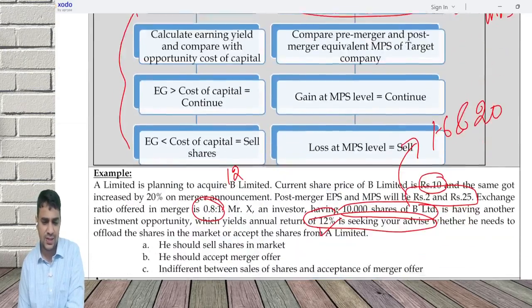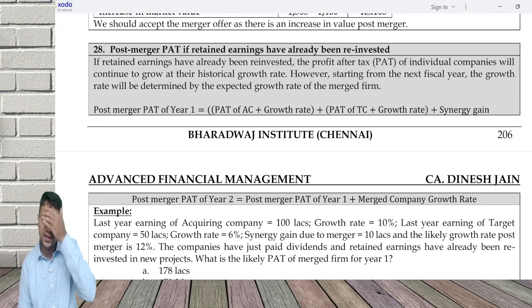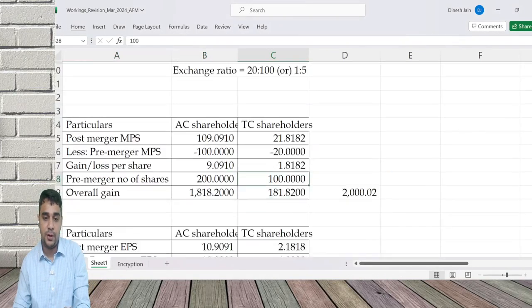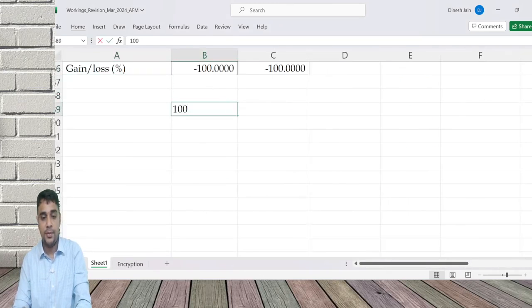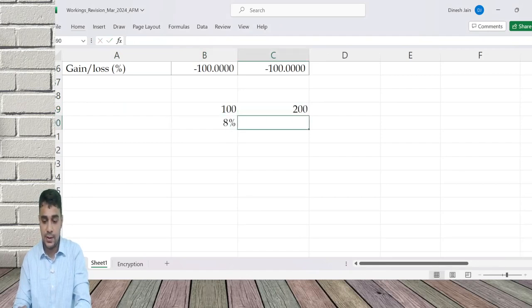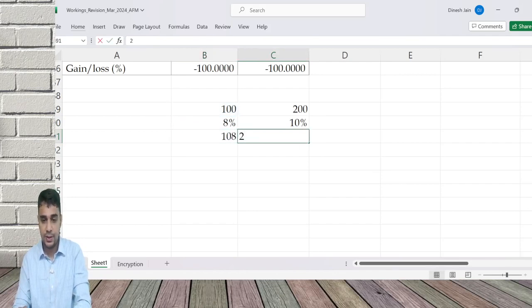Decision on sale of shares is discussed. I'll explain this concept. This is a slightly complex concept. Listen, there is a company 1 which is making a profit of 100. Company 2 is making a profit of 200. This will grow at 8%. This will grow at 10%. So next year it will become 108. This will become 220.